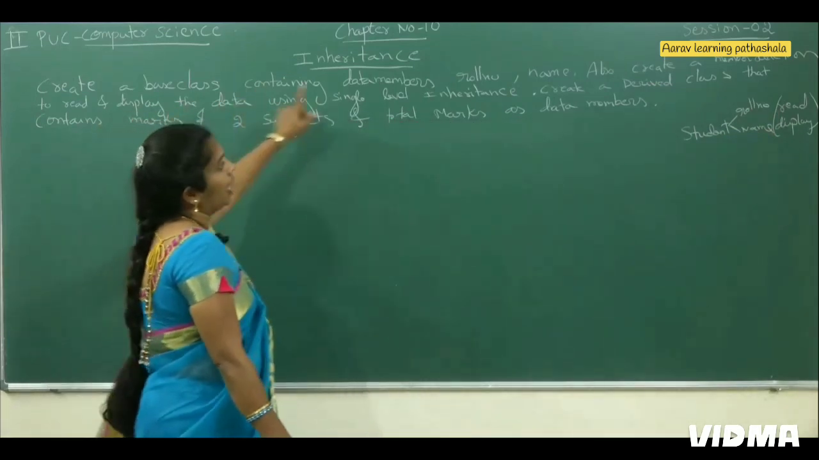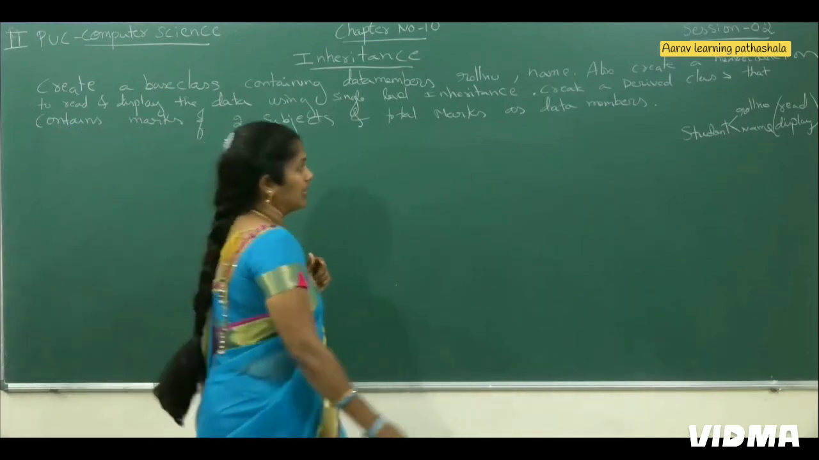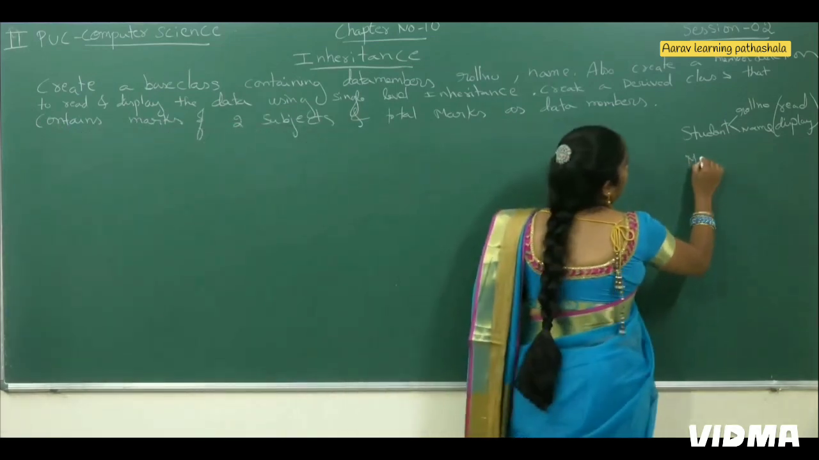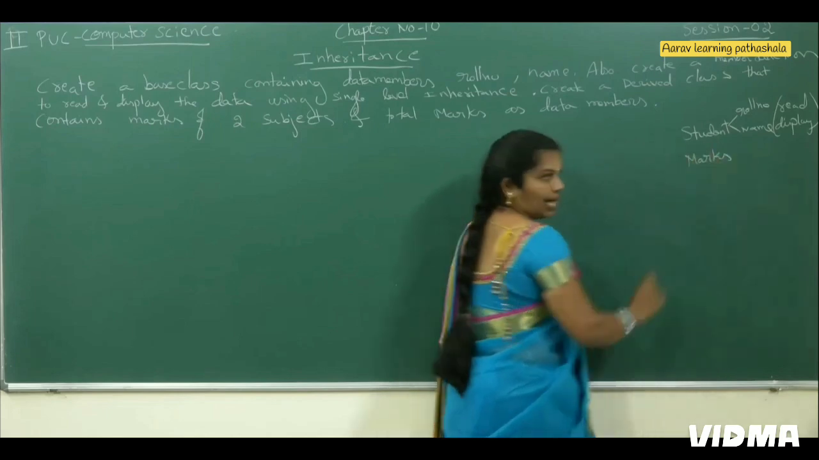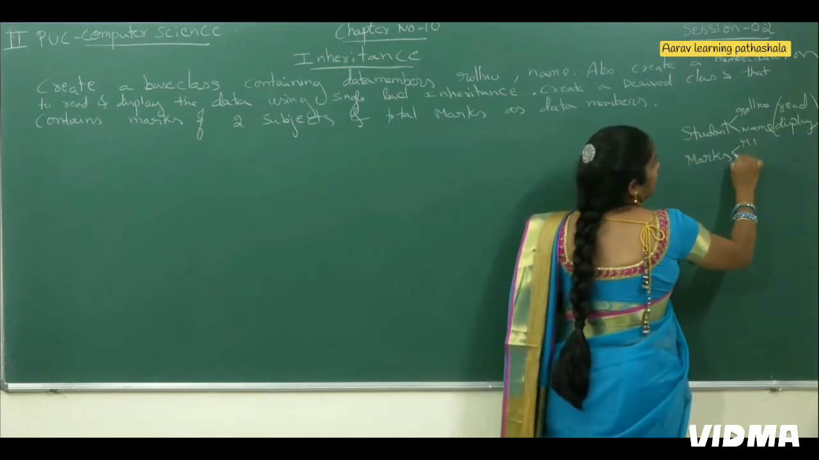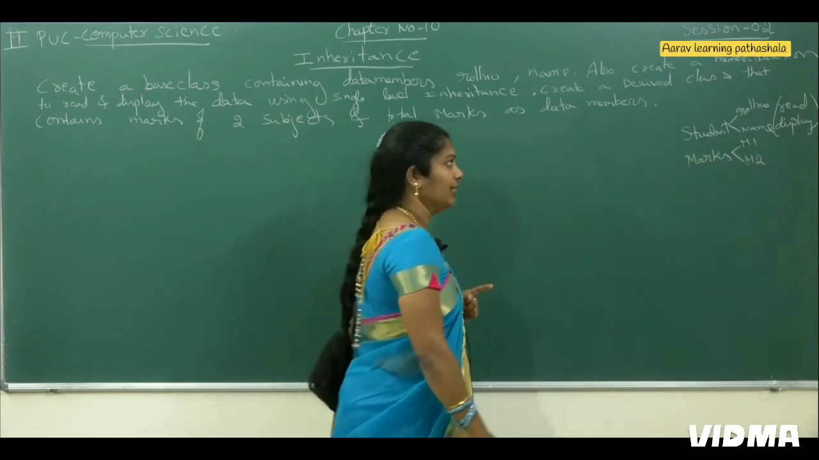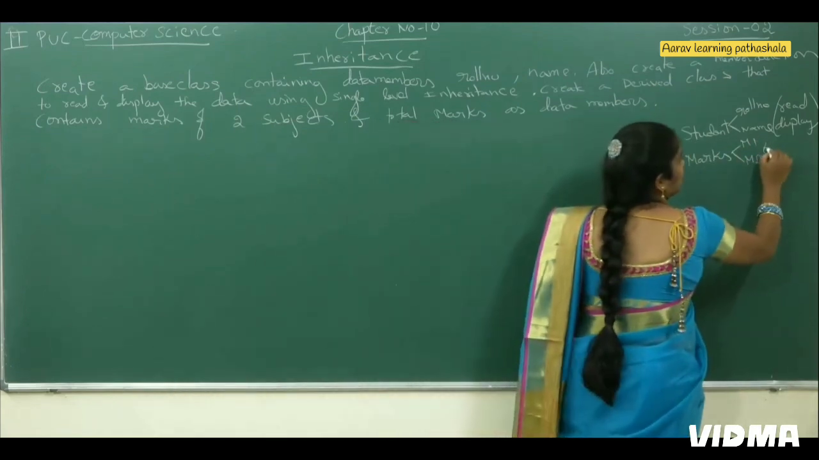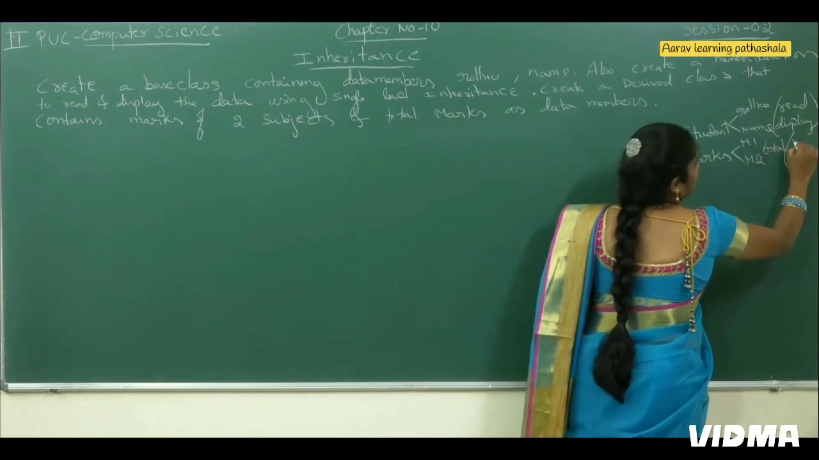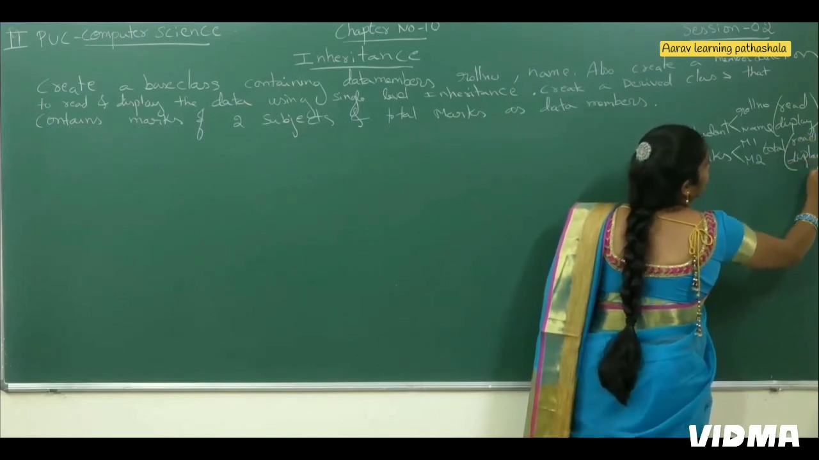Next, once again, you have to create a derived class that contains marks of two subjects. Then marks will be the derived class. There we have selected two data members, marks 1 and marks 2. Two data members you have to select. On this you have to find the total. There also we have to read and display the value.